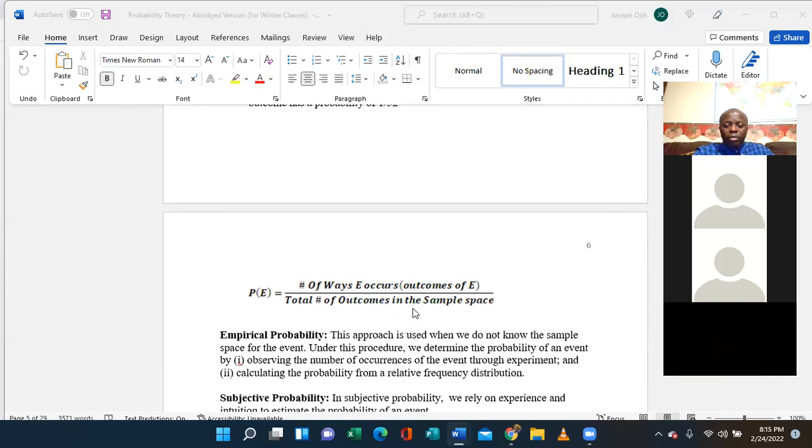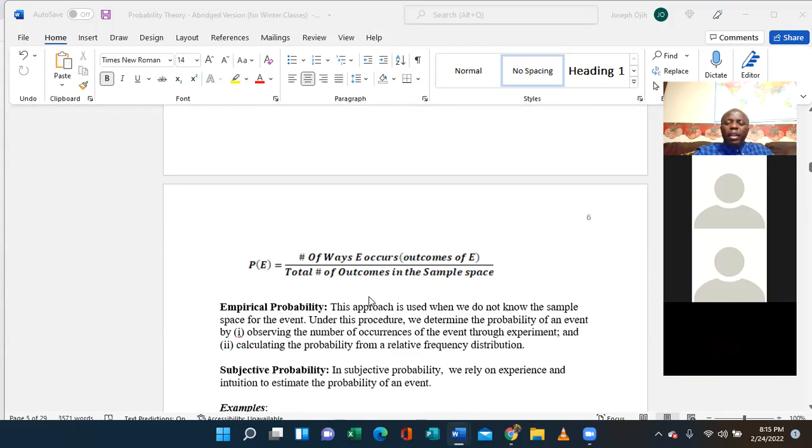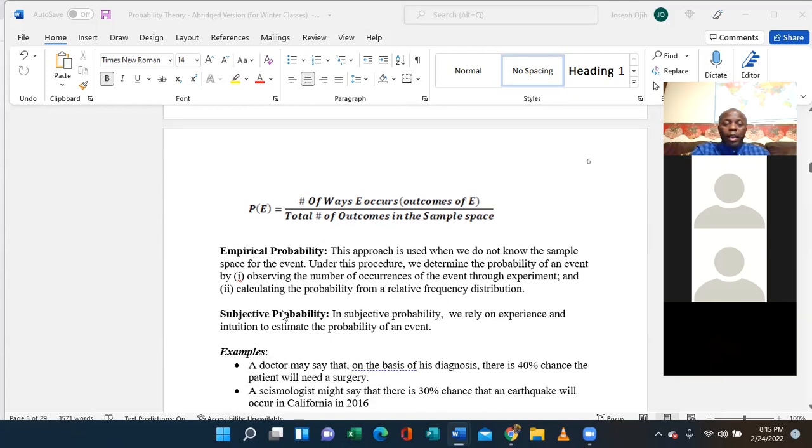So since it is classical, sometimes we may not know the sample space. In that case, we have to estimate it using our own observation of the event, or by calculating the sample space ourselves. That's when we are using the empirical probability. We'll come to that eventually.